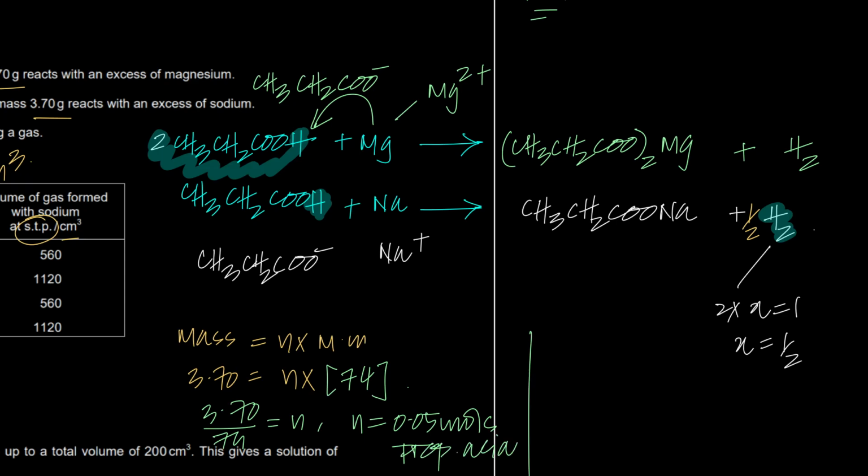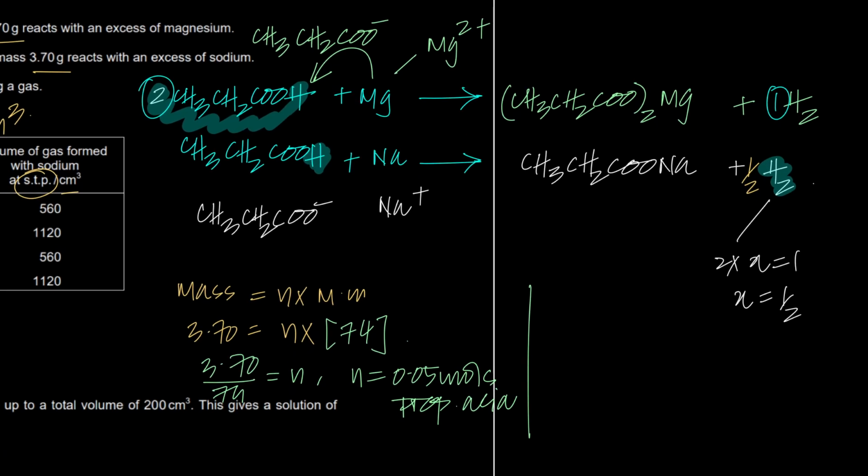Done. Now, in the first case, you'll realize that 2 moles of propanoic acid gives you 1 mole of hydrogen. In that, 2 moles of propanoic acid gives me 1 mole of hydrogen. This is for case A, right? So 2 moles gives me 1 mole. If you have 0.05 moles, how many moles of hydrogen would you get? n is equal to 0.025 or 0.0025?